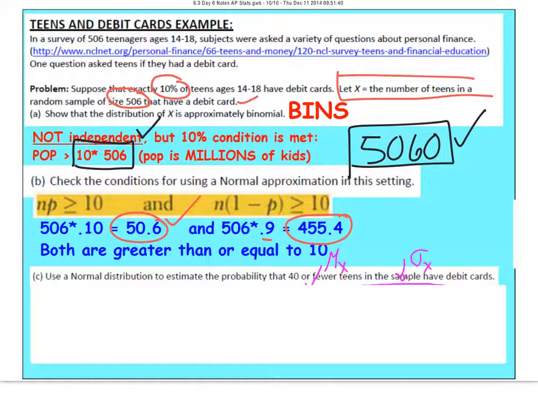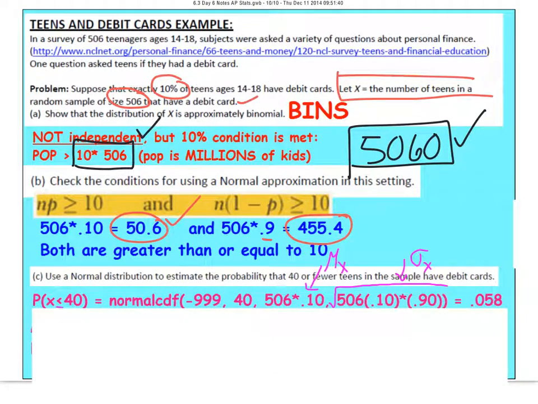So let's look at the question. They want us to use the normal distribution on this one just to practice it, to estimate the probability that 40 or fewer teens in the sample have debit cards. So 40 or fewer, so what I would write is I'm looking for the probability that X is less than or equal to 40. I'm going to do normal CDF with my lower bound and upper bound. This is the mean for binomial. This is the standard deviation for binomial. And that'll give me an approximate answer right here.